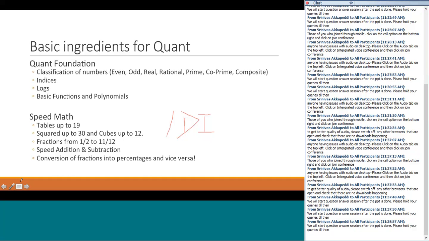Speed addition and subtraction. The faster your addition, the more crucial seconds you will save in the exam. Conversion of fractions into percentages. Believe me, this is again a very, very basic requirement of Quant. If you can do this much, I want you to do it on a daily basis, 10 minutes. We'll talk about that as we go along.